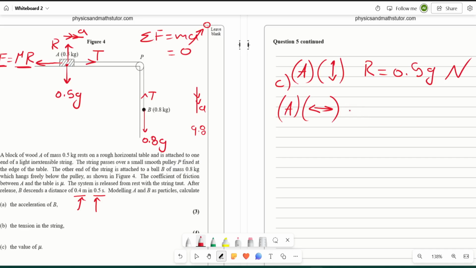So I'm going to resolve it as sigma forces equals mass times acceleration. I will take the right side as positive, because that's the direction of my acceleration. So it's going to be tension minus friction, which is mu times R. Instead of R, I'm going to put 0.5 g.